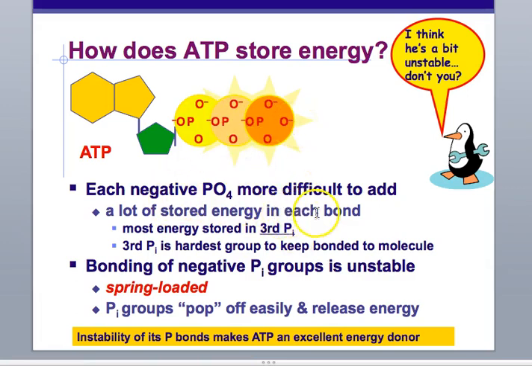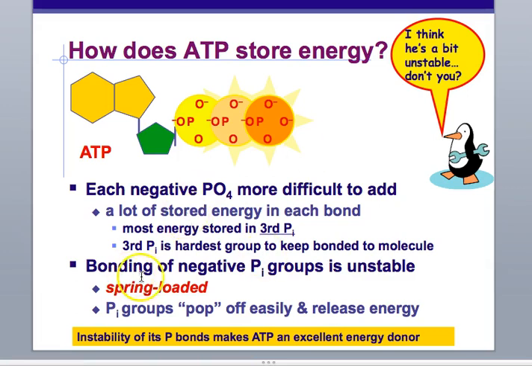You have so much stored energy in each bond. The most energy is in that last phosphate, and it's also the one that's hardest to keep bonded to the molecule, which might be a really bad idea, except the point of it is you're going somewhere else in the cell to make something happen, or somewhere else in the body to make something happen. If you need that energy really quickly, you need it to be able to pop off really quickly so you can access it immediately and not have to wait for it to come unbonded.